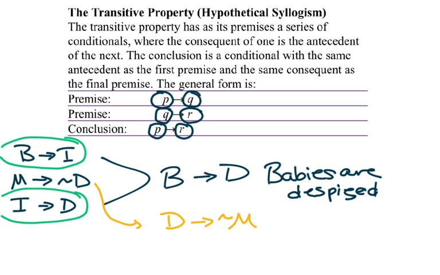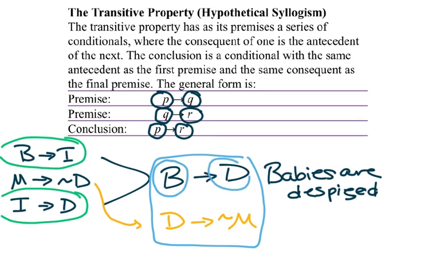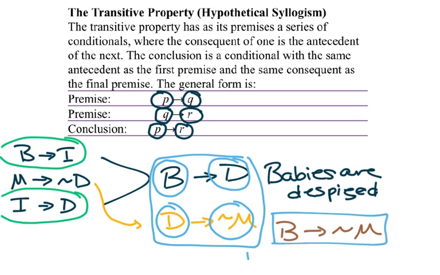Based on that result, now we can apply the transitive property to these. We have our first implies the second. Our second implies a third. That means that our first statement implies the third statement. Now, as crazy as that sounds, this is our conclusion.